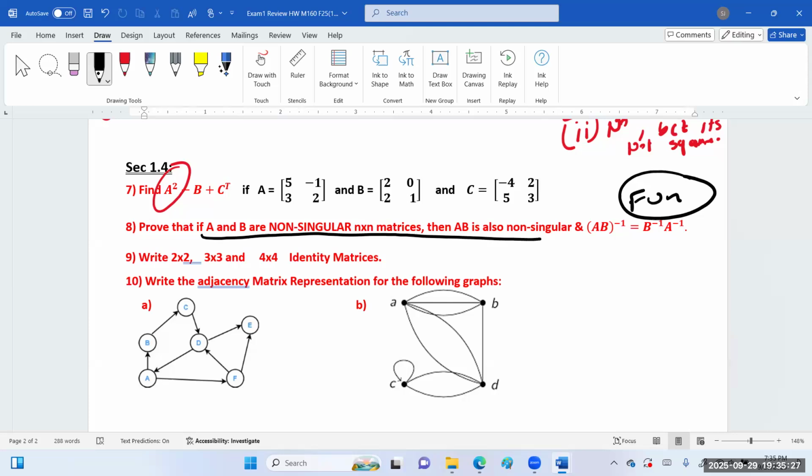First, prove that if A and B are non-singular, this is part one, then their product has to be non-singular. Meaning if A and B have inverses, then their product has to have an inverse. And then you're going to prove that the inverse of the product is the product of the inverses, but in the reverse direction. So this is part two.